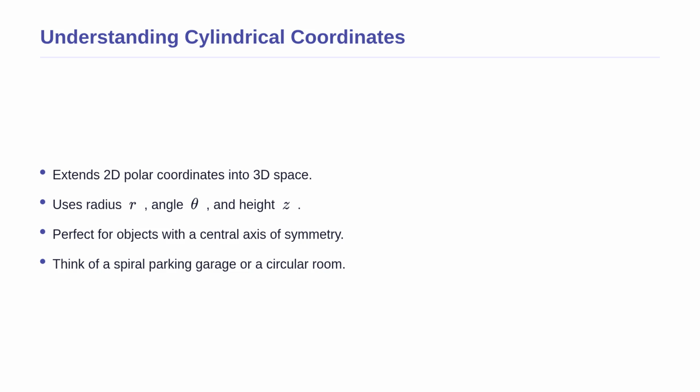This is exactly what cylindrical coordinates do. They take the familiar two-dimensional polar coordinates, a radius and an angle, and simply add a vertical height. This system is incredibly useful when dealing with objects that have a central axis of symmetry, like pipes or wires.